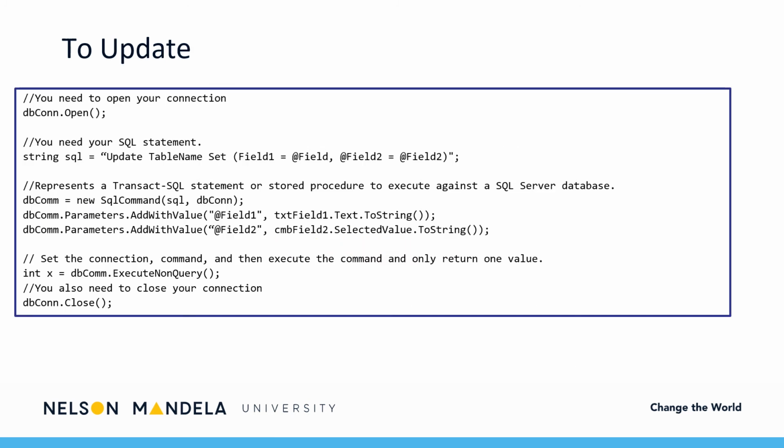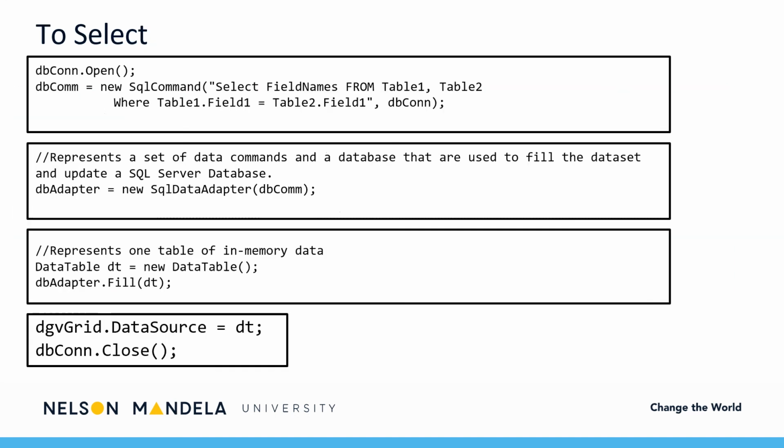Update is also the same as insert. The difference is that you're now updating, and you also need a where clause where you're going to say you do not want to update everything, but you only want to update a few. Then when you're selecting, you are going to specify what you want to select from which tables, and you need to also join those tables. Okay, but I'm going to show you that when you're working with the code. And then as I've shown you, you need an SQL adapter, and you also need a data table, and you need a data source.